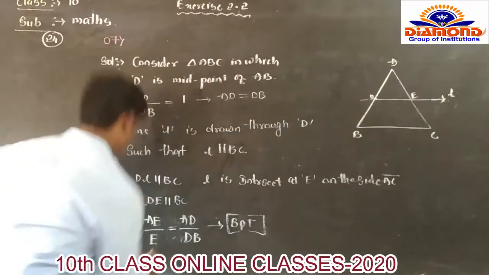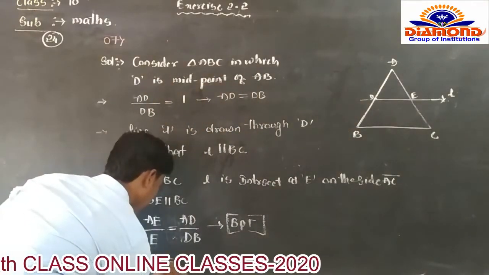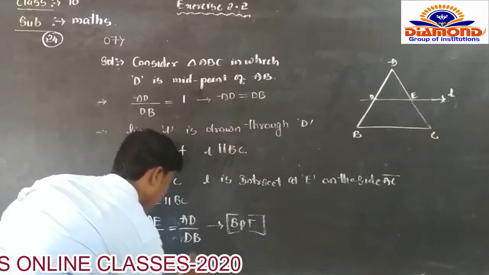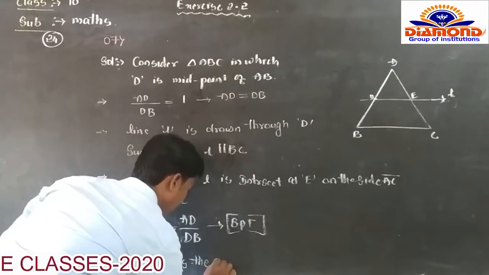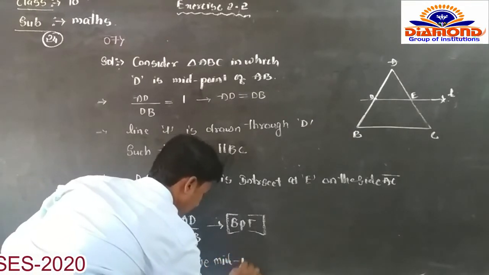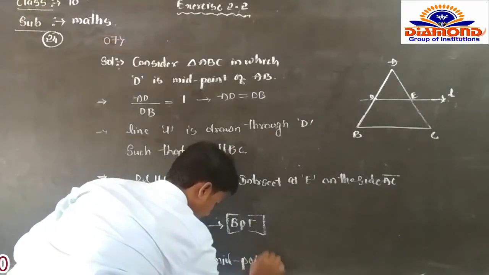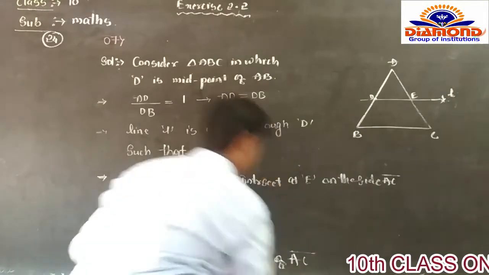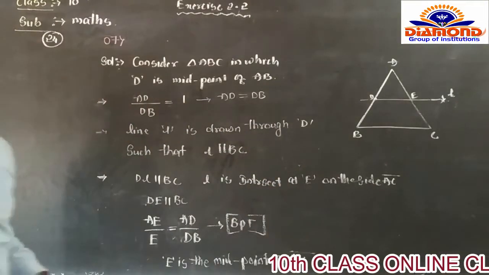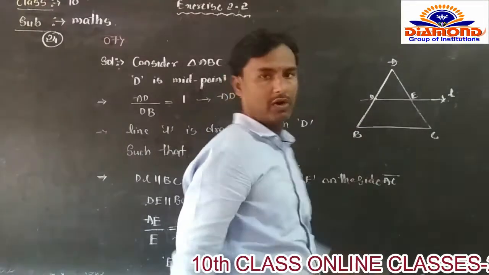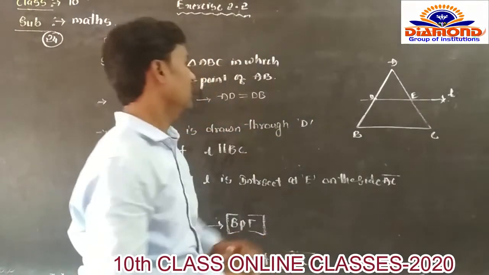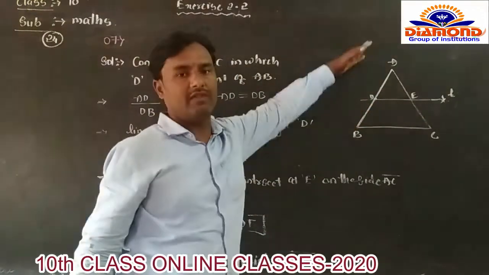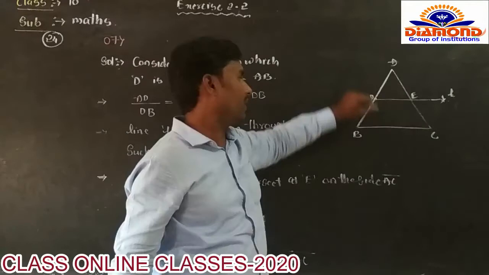So that's why what? E is the midpoint of what? AC. Any question? Question mein kya pucha? E midpoint. One more time, I want to explain to the students. D is the midpoint of the AB. AB ke upar D kya hai?